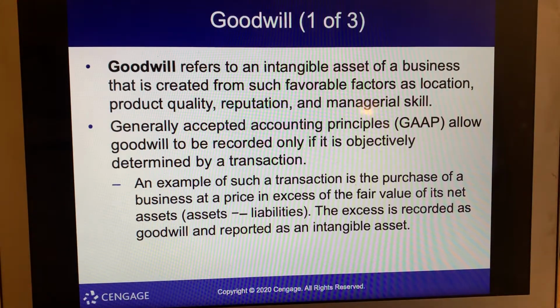So goodwill refers to an intangible asset of a business, okay? Reputation, things like that. Managerial skill. Under GAAP, goodwill is allowed to be recorded only if it is objectively determined by a transaction. An example of such a transaction is the purchase of a business at a price in excess of the fair value of its net assets. So assets minus liabilities. The excess is recorded as goodwill and reported as an intangible asset.